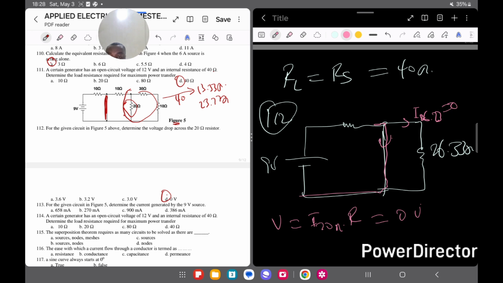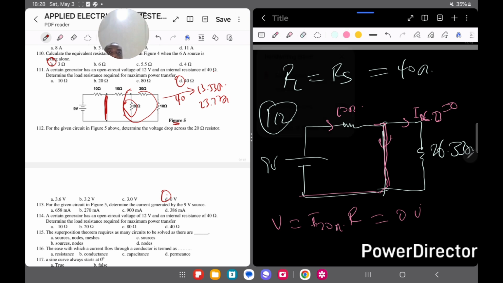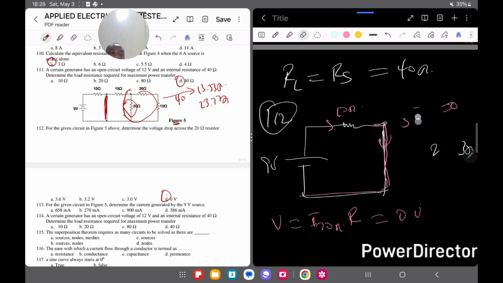Determine the current generated by 9 volts. So the current here, we are interested in the current, but we know that all the current is going to pass through the wire, right? So based on this, we know no current is going to pass through the 26.33 ohms here, so we can even erase that. You remove it because the current flow there is 0. So I can even come and remove this part here. Then I'll just have this circuit diagram.